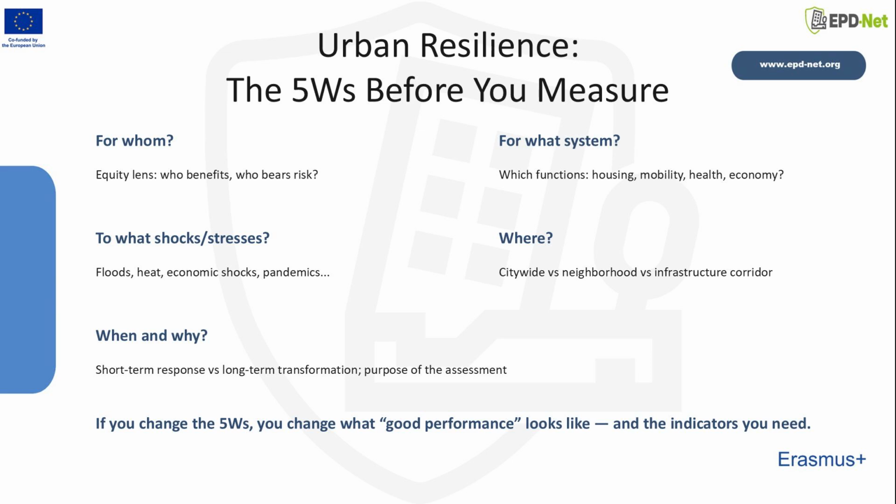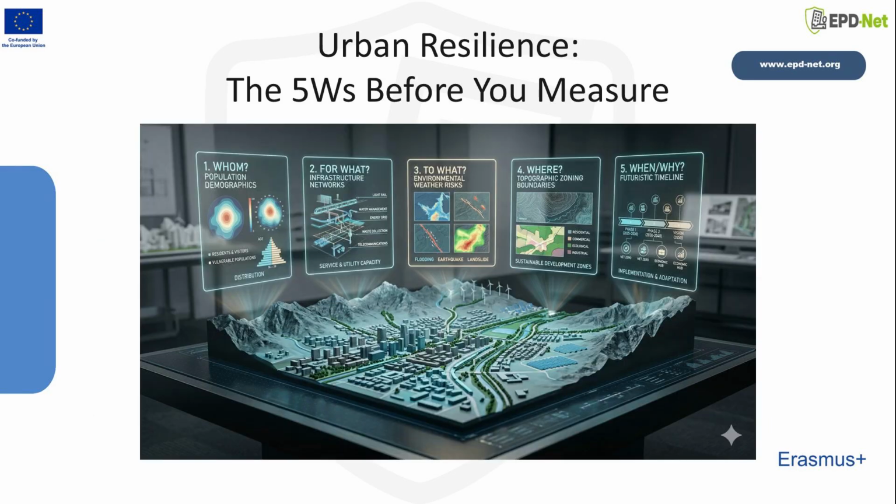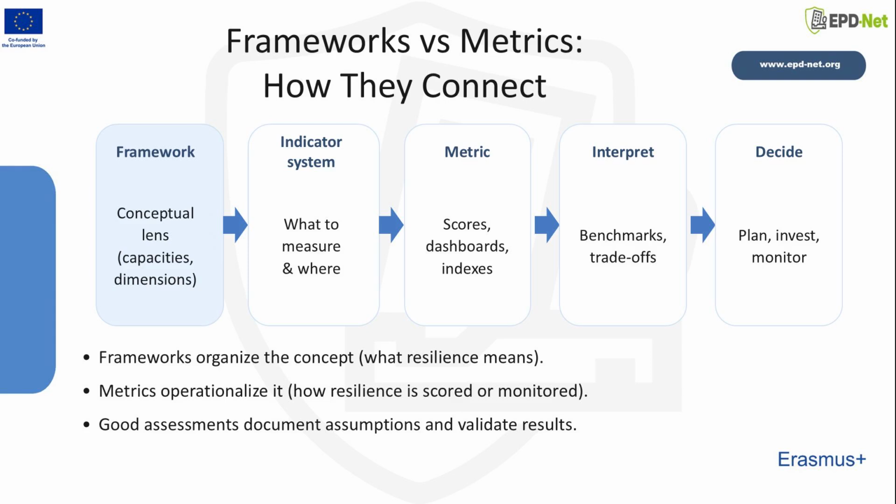Third, resilience to what? Cities face different shocks and stresses, from floods and heat waves to economic downturns, pandemics, and infrastructure failures. Fourth, where? Scale matters. A citywide score can hide neighborhood-level hotspots, while corridor-level infrastructure analysis may miss broader social effects. Fifth, when and why? A short-term emergency response assessment is different from a long-term transformation-oriented assessment. These questions are crucial because changing any of them changes what good performance looks like and therefore changes the indicators that should be chosen.